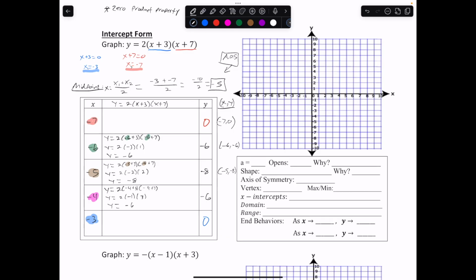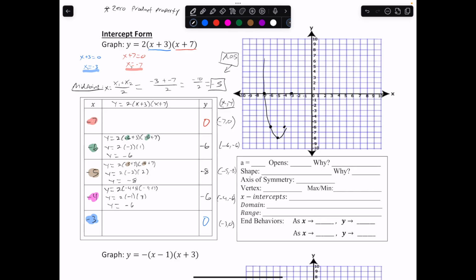So yes, this did work out. So -4 comma -6. And our last ordered pair, -3 comma 0. Okay. Now let's go ahead and start graphing these. So we have -7, 0 right here. -6, -6 right down here. -5, -8 right here. -4, -6 there. And -3, 0 here. Okay, so now we can connect our points.